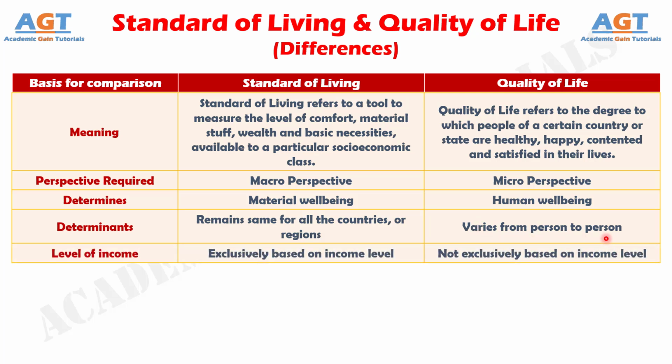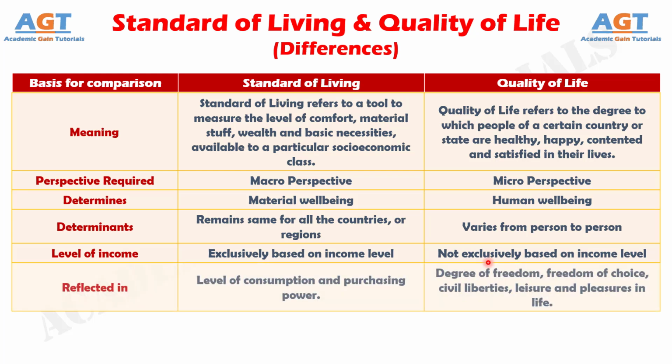Number 5. Standard of living is exclusively based on the level of income. That is, the higher the level of income, the higher would be the standard of living. In contrast, quality of life is not exclusively based on the level of income. That is, higher income would not necessarily mean better quality of life.